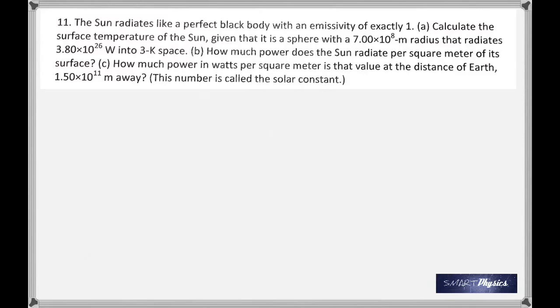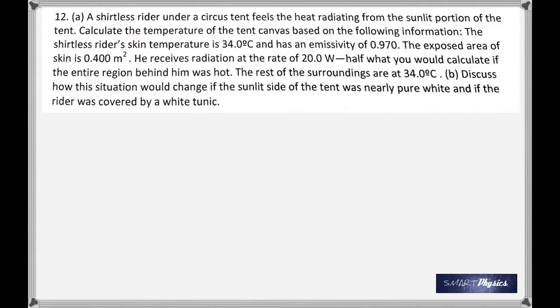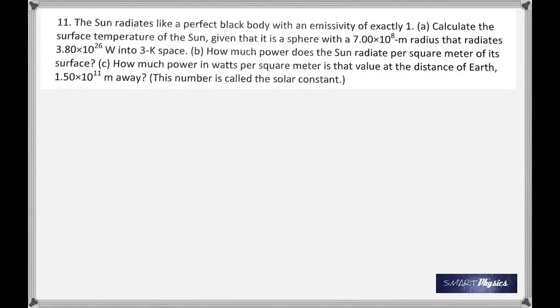11th question. The sun radiates like a perfect black body with an emissivity of exactly 1. Calculate the surface temperature of the sun, given that it is a sphere with the radius and that it radiates 3.8 times 10 to the 26 watts into 3-dimensional space. How much power does the sun radiate per square meter of its surface? And how much power in watts per square meter is that value at the distance of the earth? Oh, that is called the solar constant. Good question.